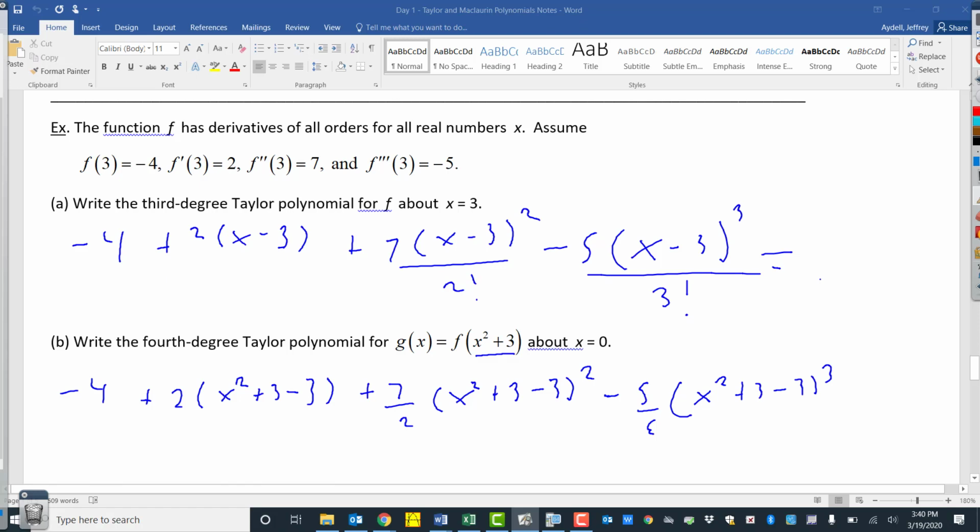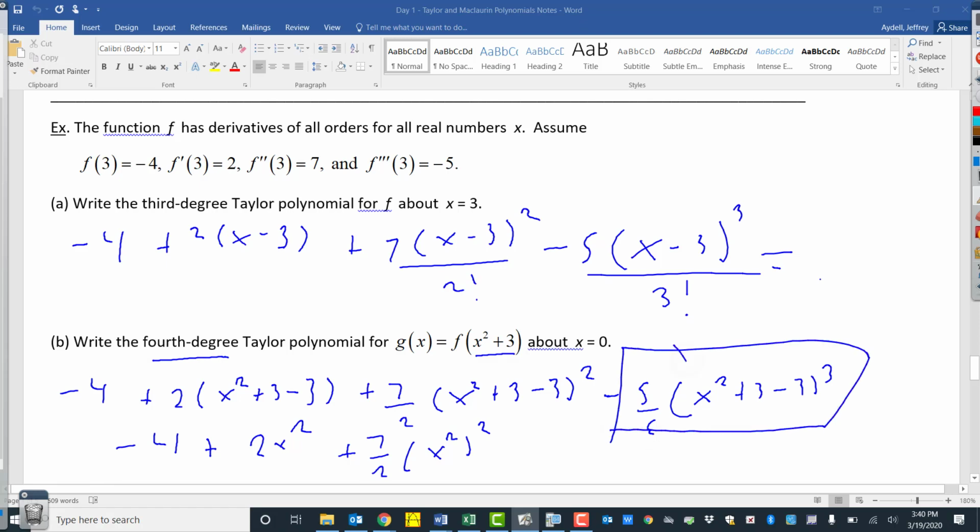Well, what we notice is this starts to work out in our favor. Negative 4 plus 2x squared, that's centered at 0 already. Now we have no c in there with x. Plus 7 over 2 times x squared squared, which gives us x to the fourth. We now have the fourth degree Taylor polynomial. We didn't even need the rest of this. Not even needed. We have the fourth degree Taylor polynomial. This is our approximation for g of x.